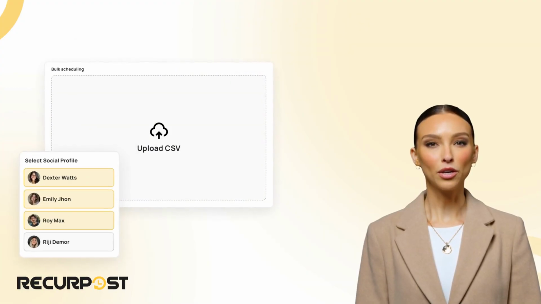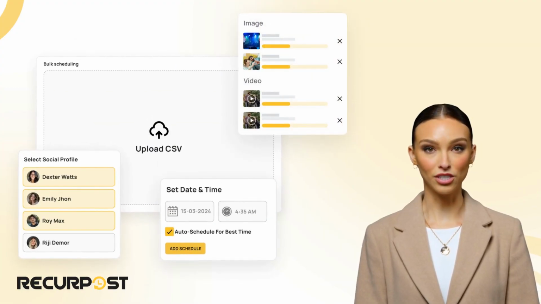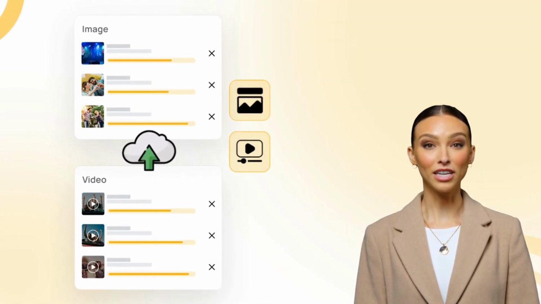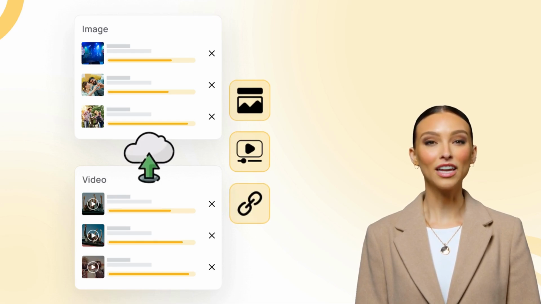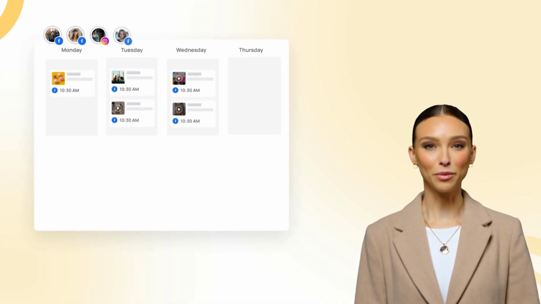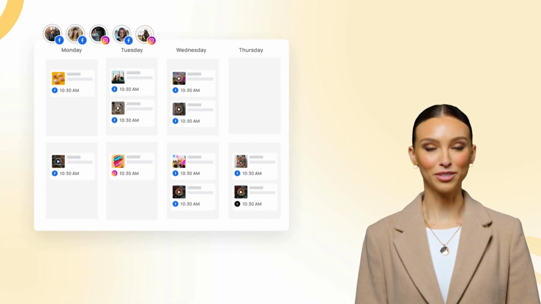This is exactly why Recurpost created the bulk scheduling feature. It lets you upload and schedule all your posts, images, videos, captions, links across every major platform in just a few clicks. And you do it all from one dashboard, without jumping between tools.